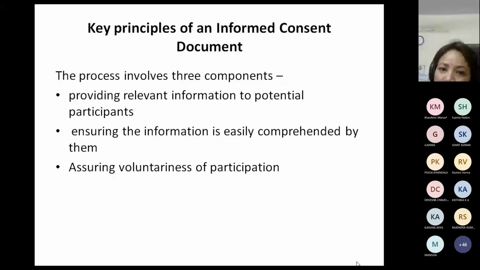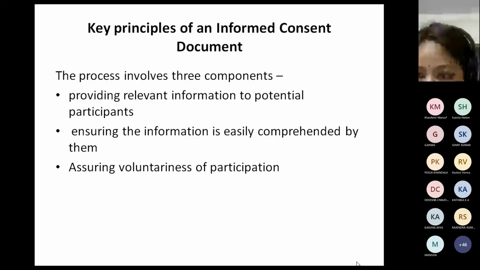So you have an informed consent document which needs to be filled up, and this involves three components. Number one, you provide all the relevant information to the potential participants. Secondly, you ensure that the information which you have conveyed to the participant is understood by that person. And after understanding whatever the proposal is all about, voluntarily the participant will decide whether he or she will participate or not participate in the research activity.